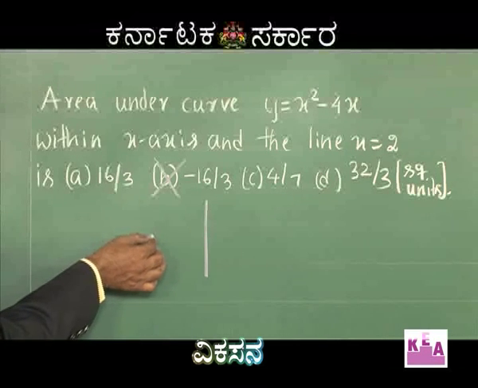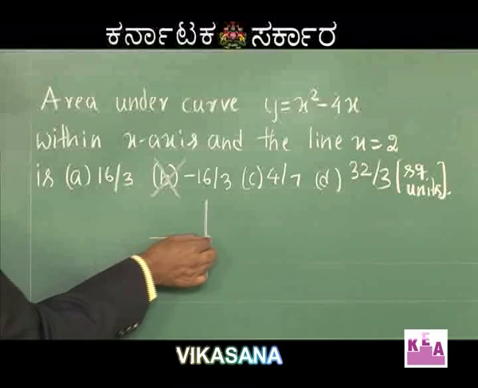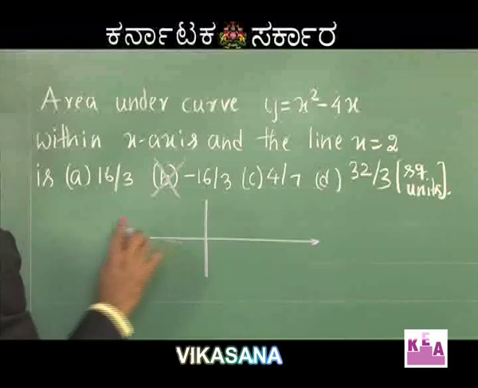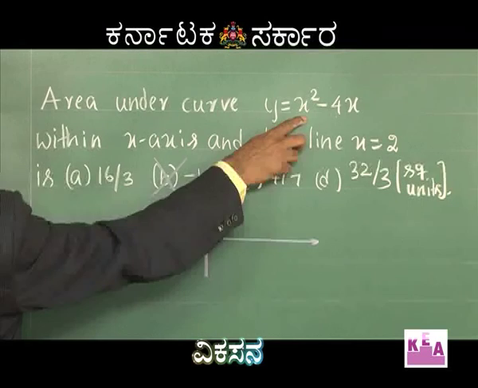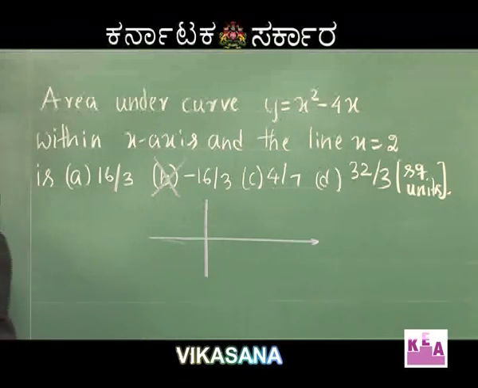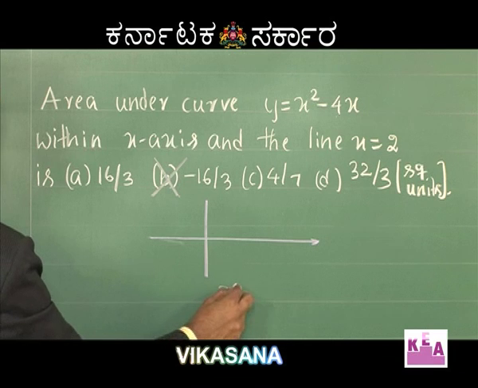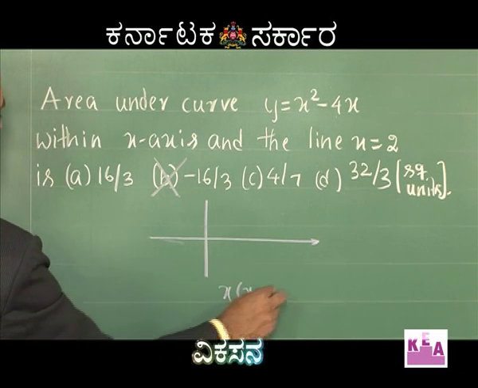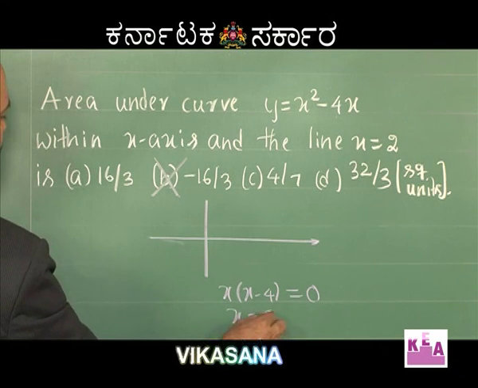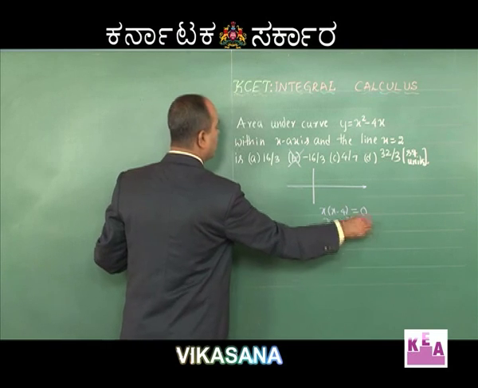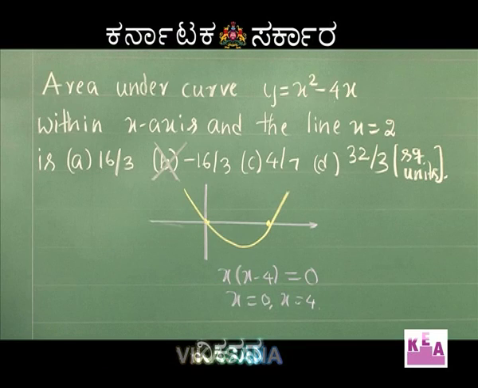Coming back, the area under the curve y is equal to x square minus 4x is the question. Equate this to 0. If we equate this to 0, y is equal to 0. X square minus 4x is equal to 0, that is x into x minus 4 is equal to 0. That clearly says x is equal to 0 and x is equal to 4. These are the two familiar things. If x is 0, y is 0, and if x is 4, then also y is 0. The parabola must be facing upwards like this.